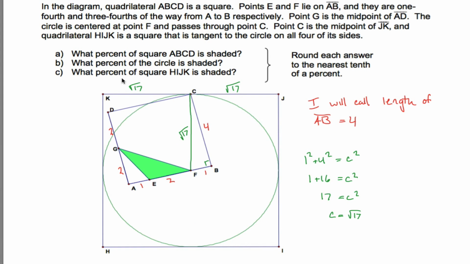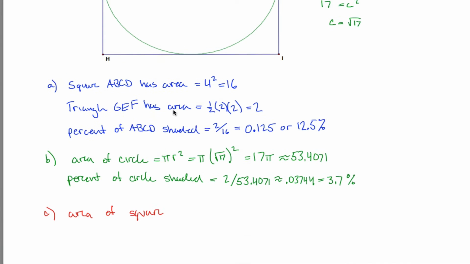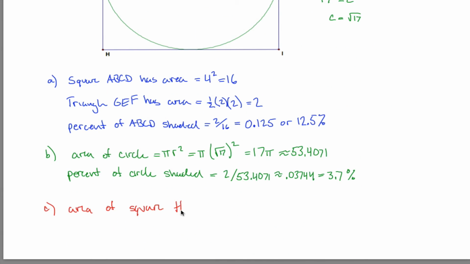Okay, and then finally, what percent of the big square is shaded? Well, that's not going to involve much extra work. All I need to know is what's the area of the big square, but I know that the length of a side of the square is 2 times the square root of 17. So area of square HIJK equals 2 times the square root of 17 squared, which is 4 times 17, which is 68.